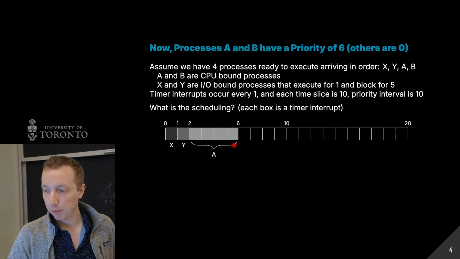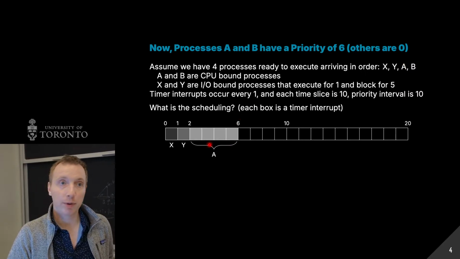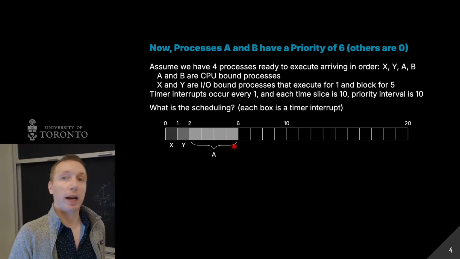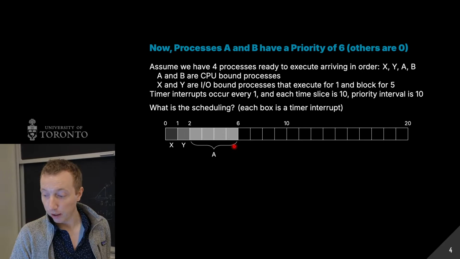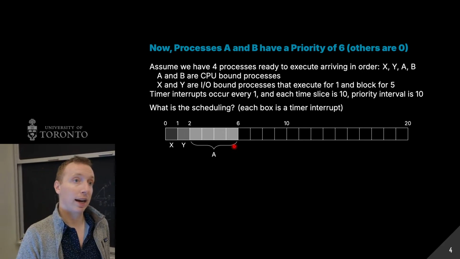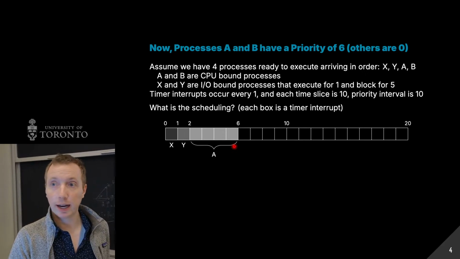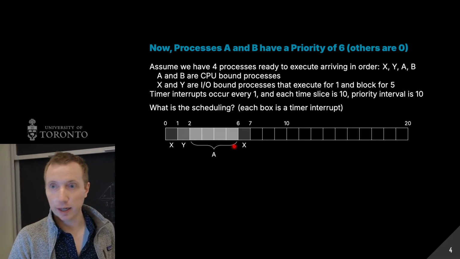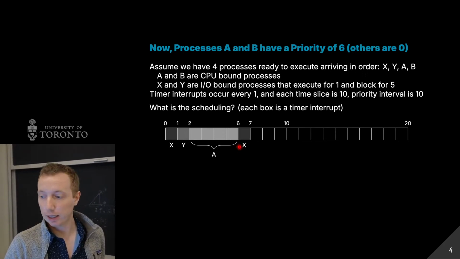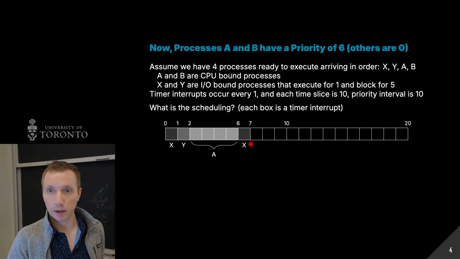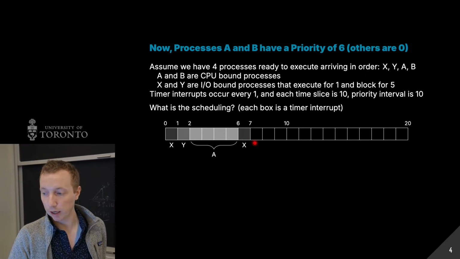So we would pick A, and in this case, it would only run for 4 time units because at time 6, that's when X is ready again. So in this scenario, since X has a much lower priority number than A, it would immediately kick it out. So it would immediately kick it out and run for its 1 time unit and then block again for 5.